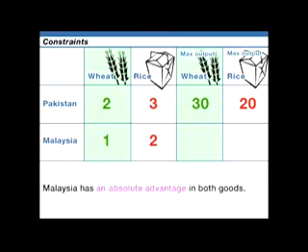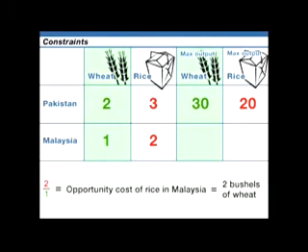Now, let's suppose then that these numbers represent technology in Malaysia. What is the opportunity cost for Malaysians of producing a bushel of rice? Well, if they produce a bushel of rice, they are going to need 2 workers to do so. And those 2 workers divided by 1 worker needed per bushel of wheat means that in Malaysia, anytime you're producing 1 bushel of rice, you are giving up 2 bushels of wheat. The opportunity cost in Malaysia of producing 1 bushel of rice is 2 bushels of wheat. Now, in a minute, we're going to compare Malaysia's opportunity cost with Pakistan's opportunity cost to calculate comparative advantage.